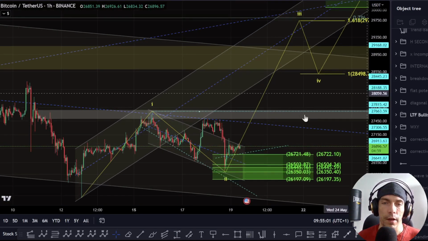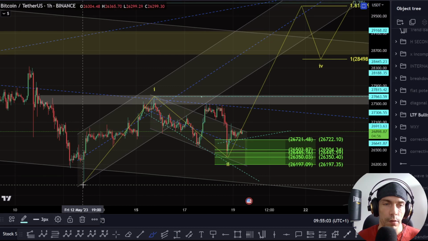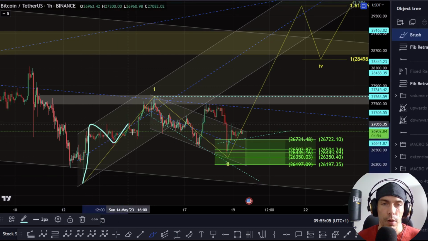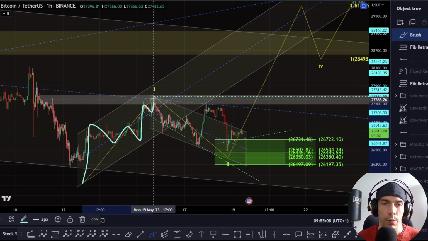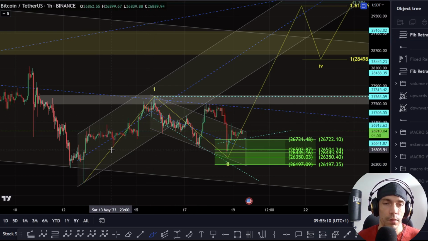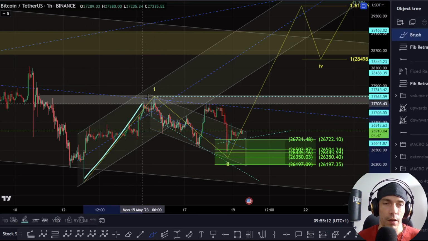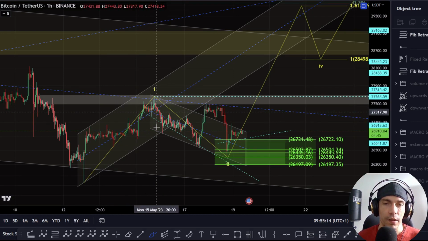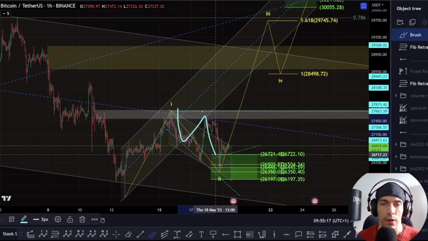Now, the reason that I don't particularly like this count is that we'd be arguing that within here we had quite a big wave 2 in comparison to this wave 4. So it's not my primary expectation, counting this as a wave 1 like this, but technically speaking it's possible. We'll have to see if it proves itself.